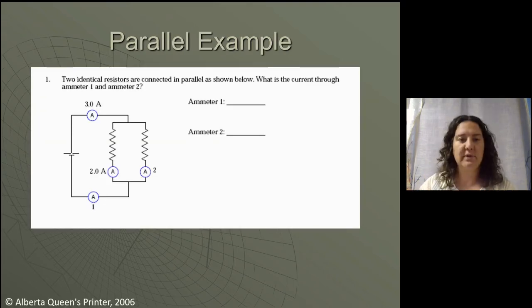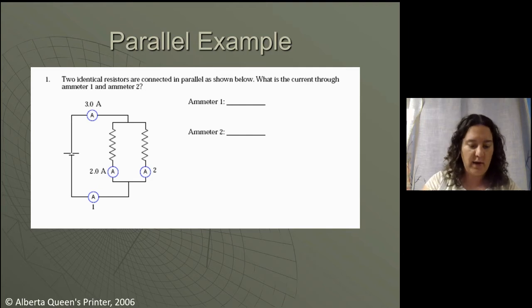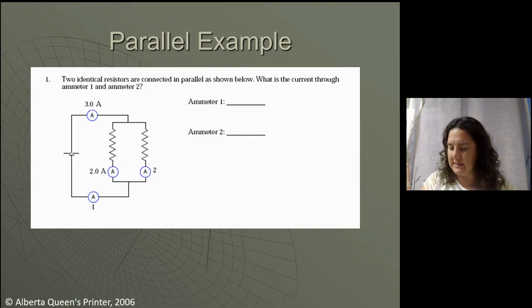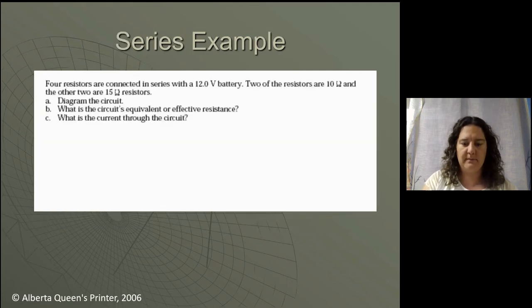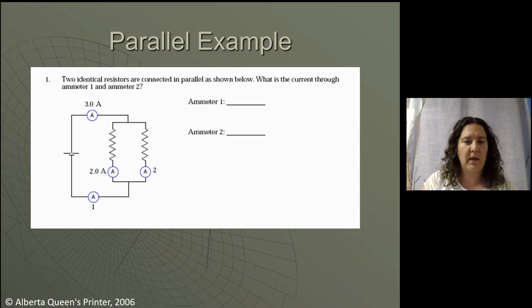So if we have two identical resistors connected in parallel as shown, what is the current through ammeter 1 and ammeter 2? If we have the total current that's going through ammeter 1, it's going to match the total current going through this ammeter here. So ammeter 1 has a total current of 3.0 amps. Now ammeter 2, in this location, to match the total current of 3 amps, has a current of 1.0 amps, since the current splits between the two identical resistors.